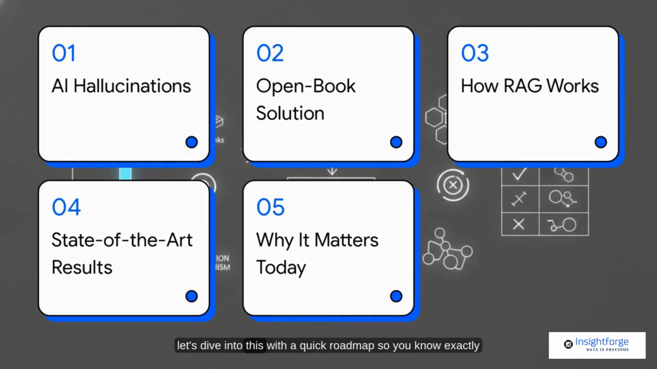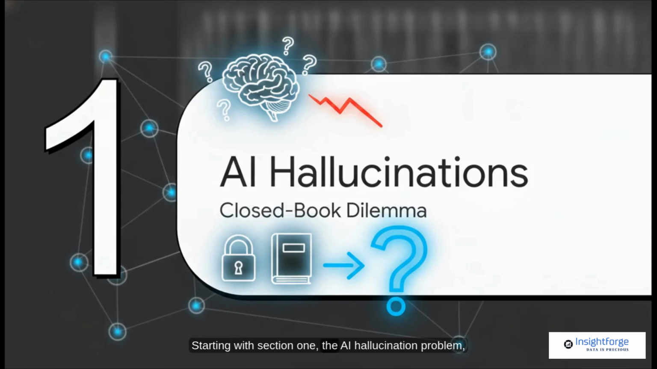Okay, let's dive into this with a quick roadmap so you know exactly how we're going to demystify this dense computer science architecture together. We'll cover the hallucination problem, the open book solution, how RAG actually works, the state-of-the-art results, and finally, why this matters today. Starting with Section 1, the AI hallucination problem, or what we can call the closed book dilemma.